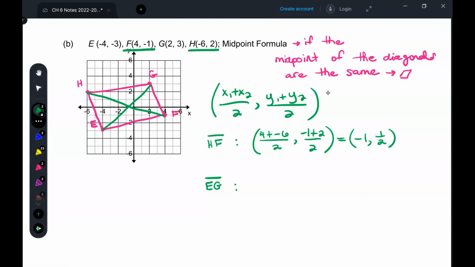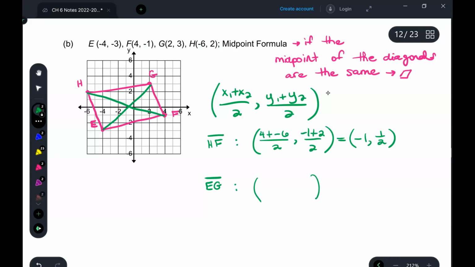Am I going too quickly? A little bit. What's the midpoint of EG? Why is it 1/2? What's -1 plus 2? 1 divided by 2 is 1/2.